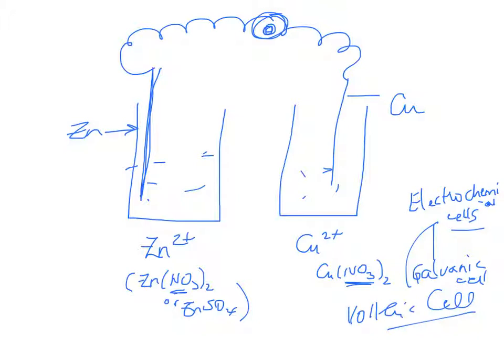So like I was saying, we have a solid strip of zinc which is placed in the zinc nitrate solution, and this is one half cell, and we have a solid strip of copper which is placed in the copper solution. So these strips are what are called the electrodes.